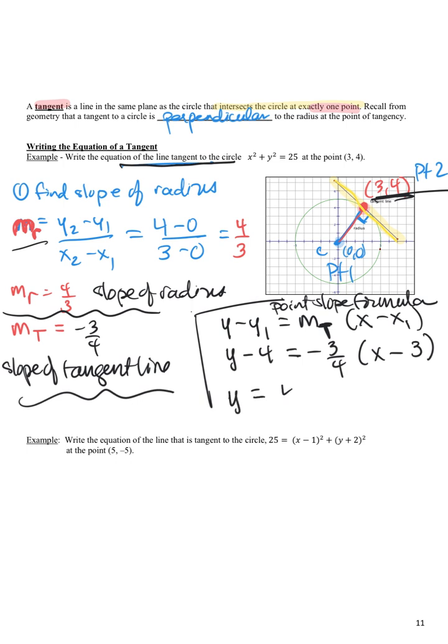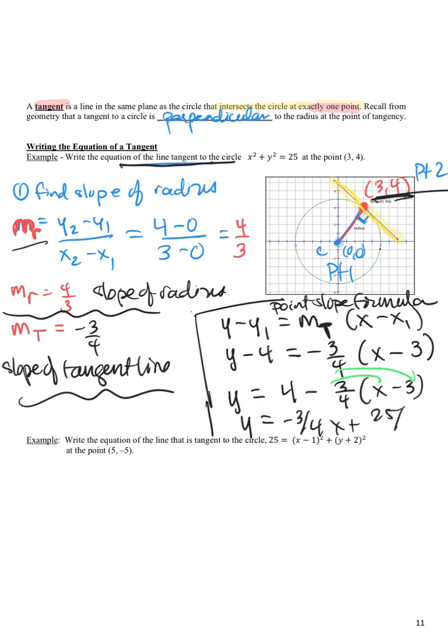So I'm going to go ahead and do this. Move the y to the other side by adding. And then you are correct, I do need to distribute, and then I need to combine like terms, so I have to get a common denominator. And what is the equation of my tangent line? -3/4 x plus 25/4. That is correct.